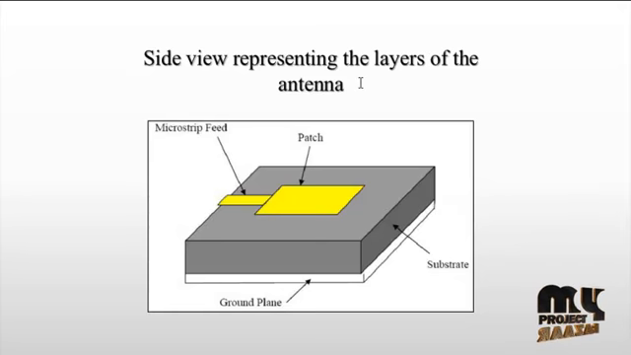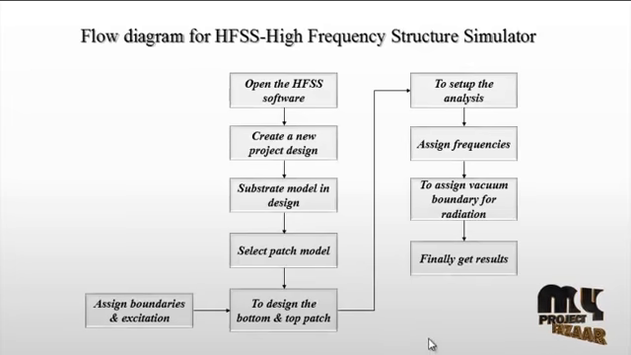This is the side view representation and layers of the antenna. This is the patch with a microstrip feed, and this is the ground plane. In between the patch and ground we use the substrate, which is FR4. Overall this is the side view representation. And then finally we get results like radiation pattern and return loss.